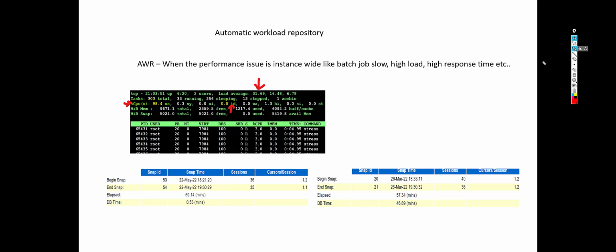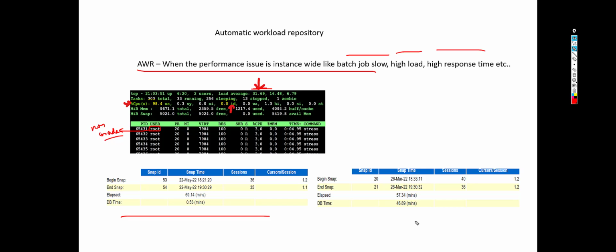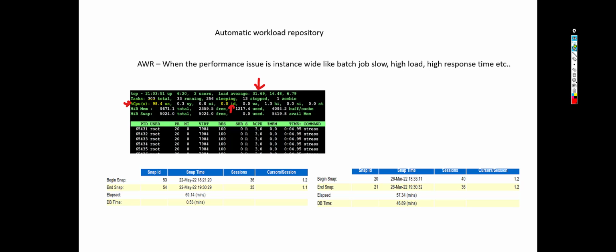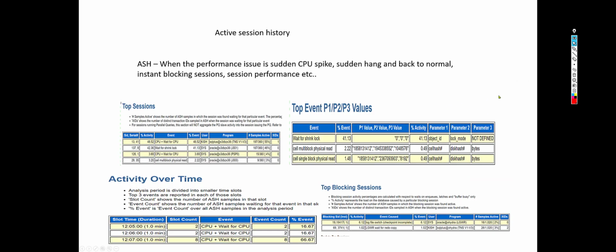If you see, this is one of the examples: batch slowness, high load, high response time. If you see high load on the server and the user is root, then this is not related to Oracle. This is a non-Oracle process. But if it is Oracle, then we need to generate an AWR report and diagnose the issue. So these are all the scenarios when we use AWR.